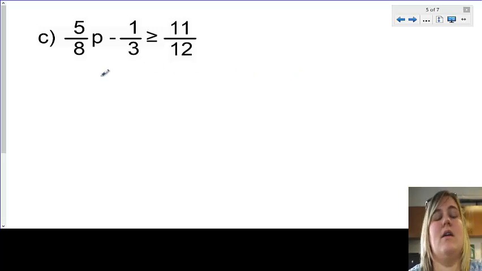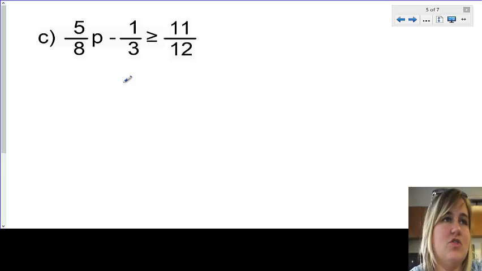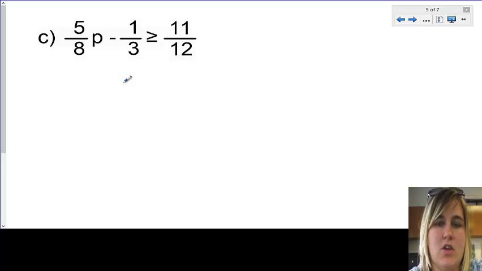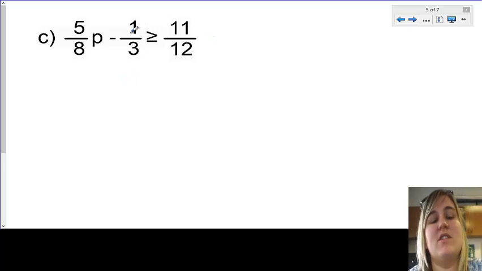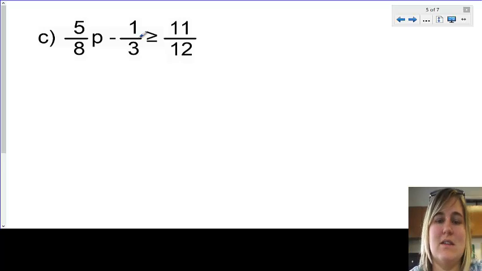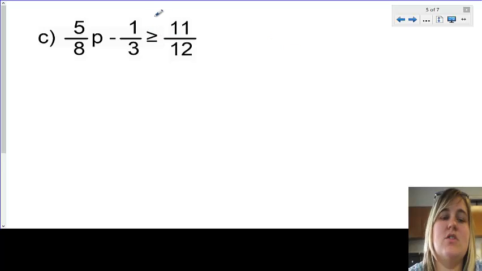All right, on C, we're doing the exact same thing here, except we're dealing with fractions. And when we deal with fractions, generally I tell you just make it a decimal because you generally do not like to work with fractions. However, when we have a fraction like 1/3, we can't just change it to a decimal because it's going to be repeating, and this has to be an exact answer. So I'm just going to have to suck it up and deal with the fractions.